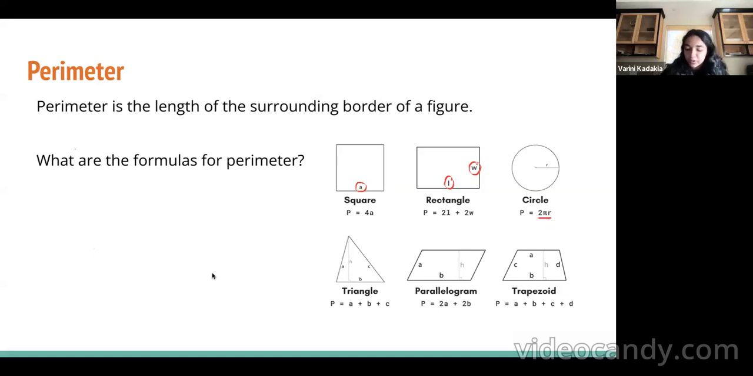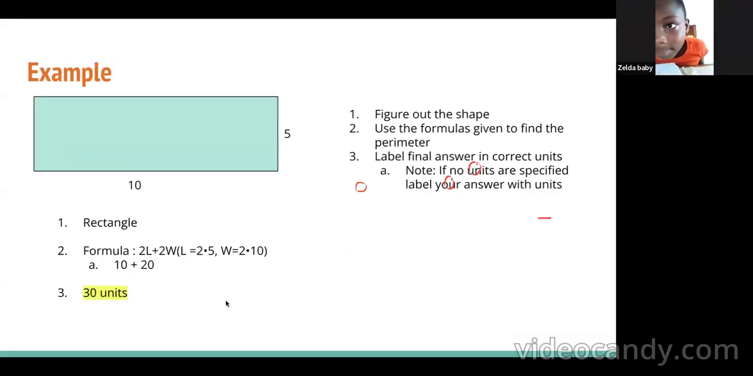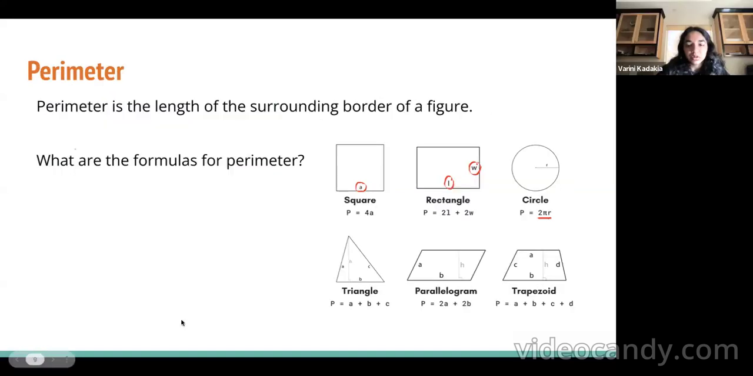And then for a triangle, it's just going to be all the sides summed together. Okay, all the sides summed together. For a parallelogram, it's going to be 2a plus 2b, and then for a trapezoid, it's just going to be all the sides summed together. So I'll give you guys a couple of minutes to write these down, and then we'll go over some practice problems.